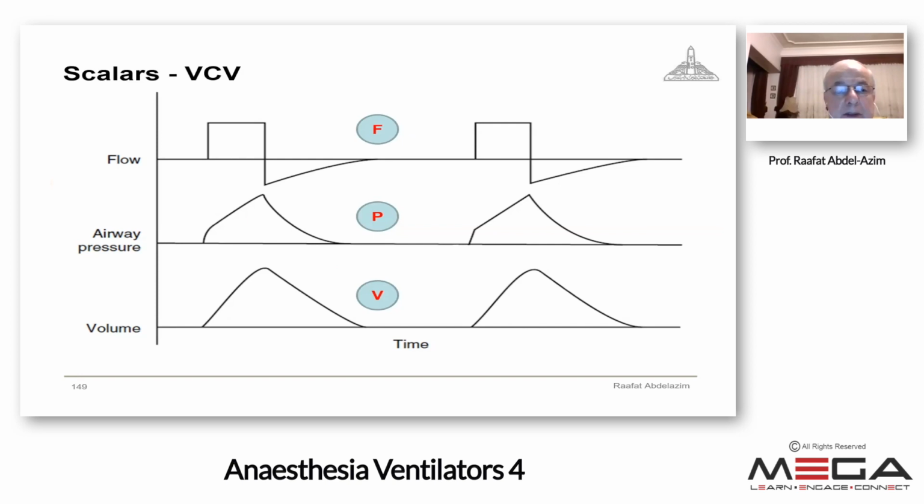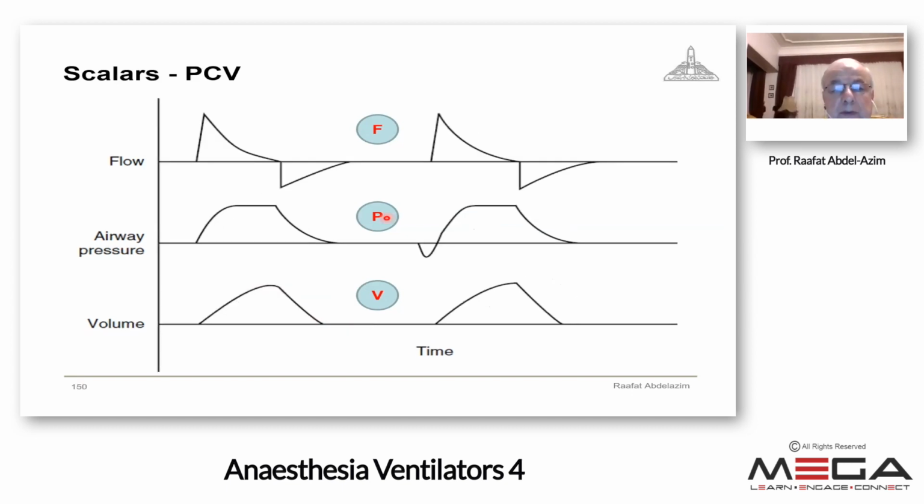The scalars in volume control ventilation, as I said, there are 3 scalars. This is a flow scalar. This is the airway pressure that I described in detail before. It is peaked here, so it is volume control. And this is the volume, which I described also before. Volume during inspiration is going up, and after reaching the maximum, that is the tidal volume. The display here is in milliliters, and here is the peak or the tidal volume. Then expiration is in the opposite direction.